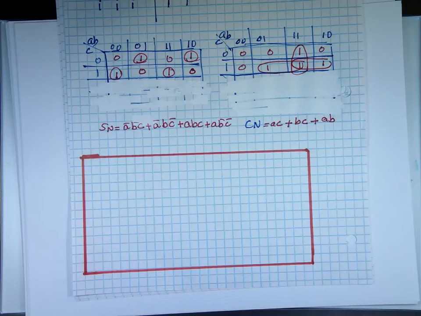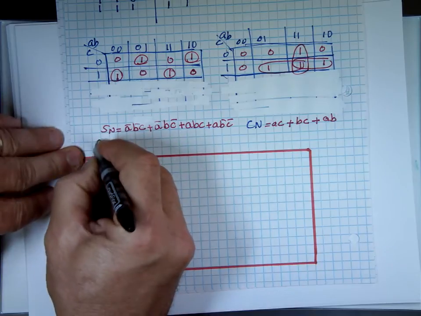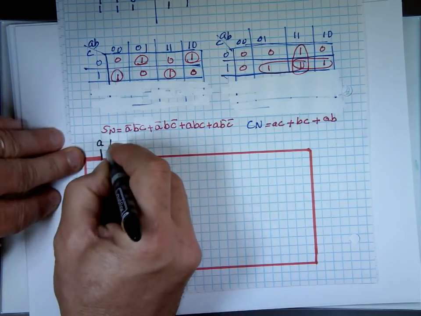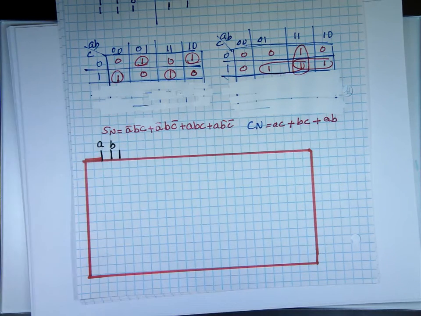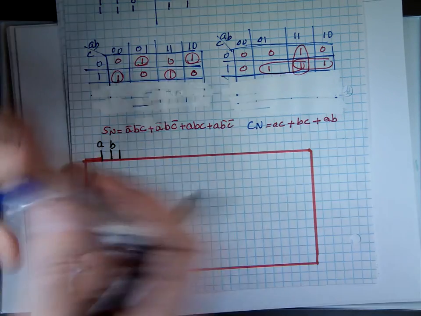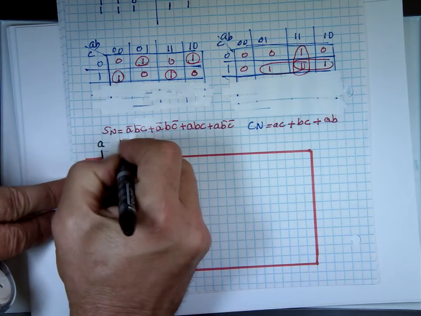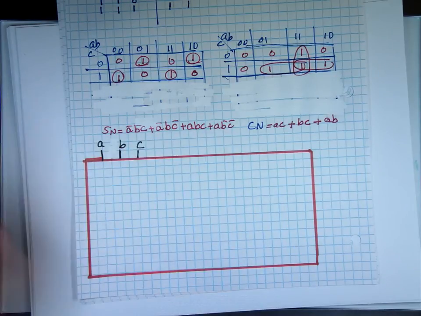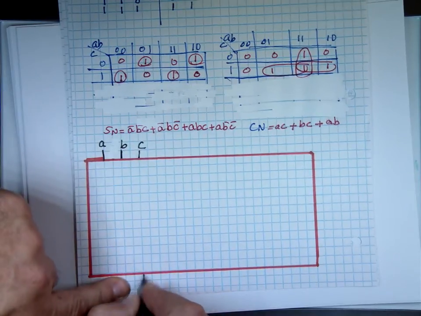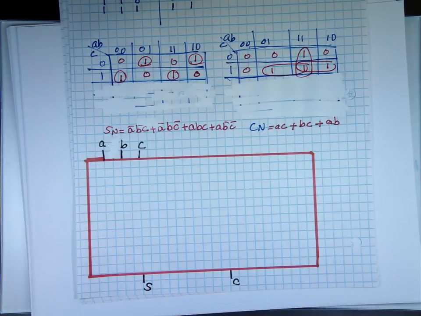We said what, 3 inputs and 2 outputs. Here's my 3 inputs. This is A, this is B, and this is the carry C, right? I should put a space between them. There's my 3 inputs, and I have my 2 outputs. This is S, and this is the carry out.